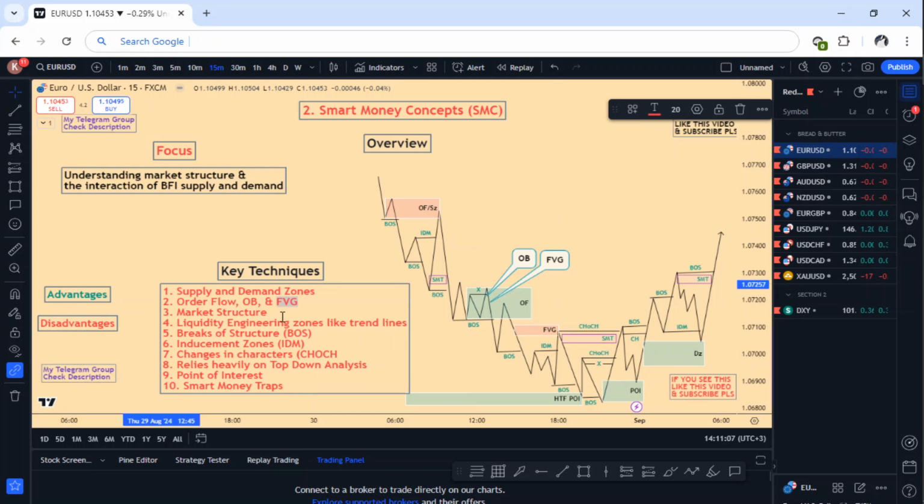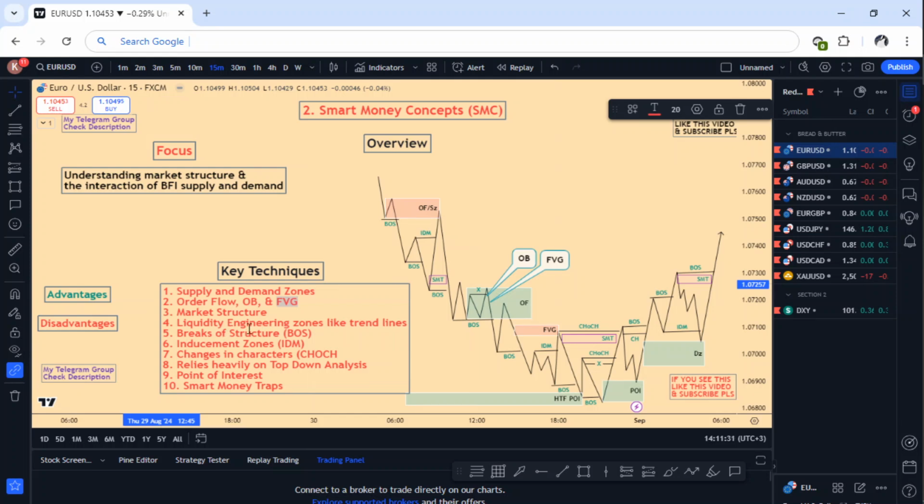Now it also relies on market structure, whereby you are recognizing trends, swing highs and swing lows, and a break of these structures. Another area is liquidity. The market will always engineer its own liquidity while it is moving. So you need to identify the areas where liquidity is built up, for example above highs or below swing lows.